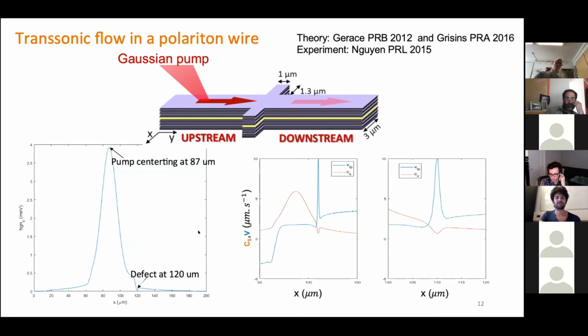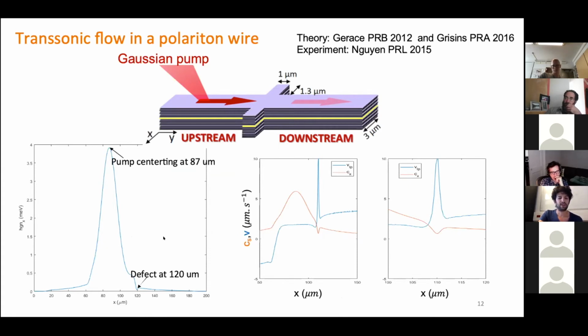And this is basically what the group of Jacopo Carusotto calculated in 2012 in a paper. I think most of the work was done by Dario Gerace at the time. And so what they suggest is to use this polariton wire, but to etch a small defect in the wire, perpendicular to the wire, which will very sharply modulate the density of polaritons.